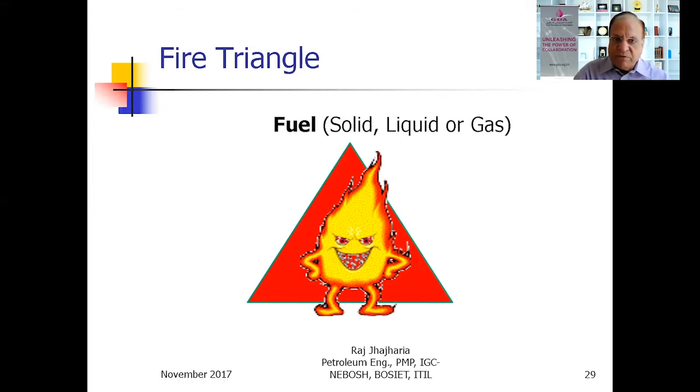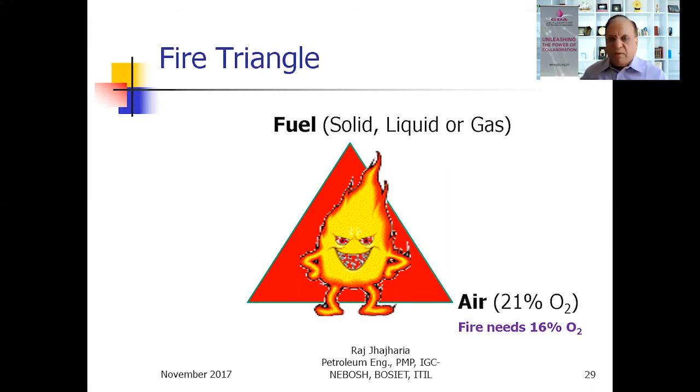I'll give you two and you tell me the third. One apex or one aspect of the fire is fuel. Either it's a solid fuel or a liquid fuel or a gaseous fuel, which burns. Second, you need air, either 21% oxygen or even 16% oxygen. Even 16% oxygen can supply enough material to burn. What is the third? Are these two enough? Heat. Absolutely. The source of fire, which is ignition, the source of ignition.